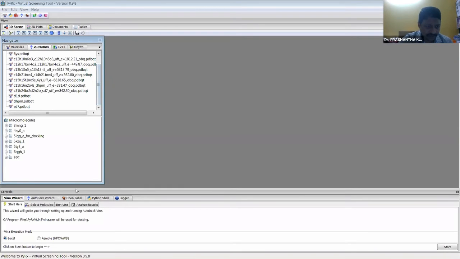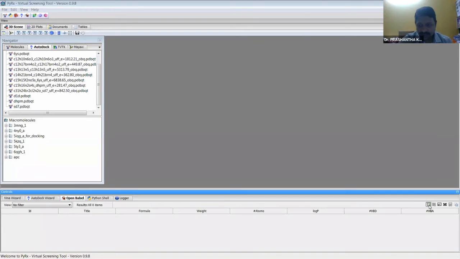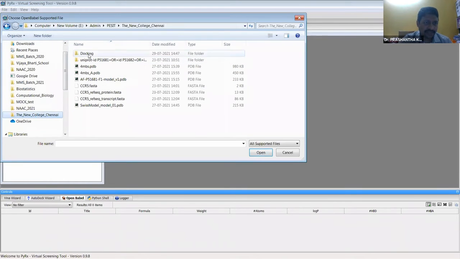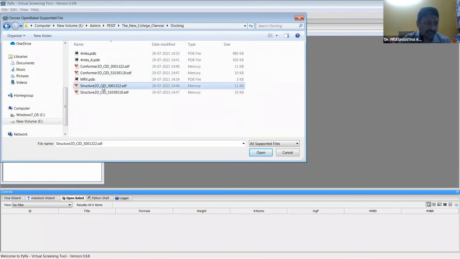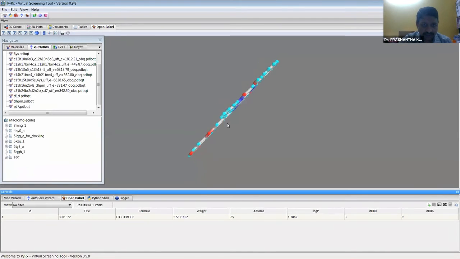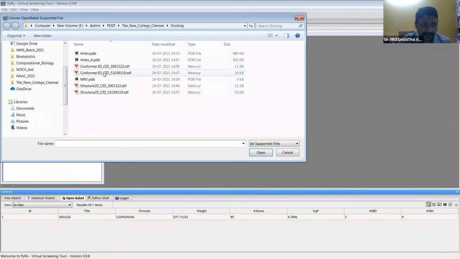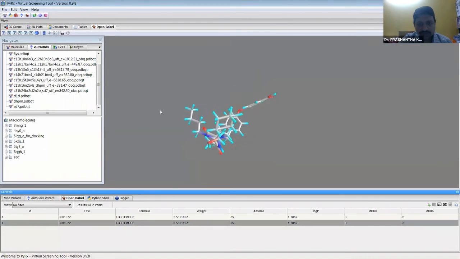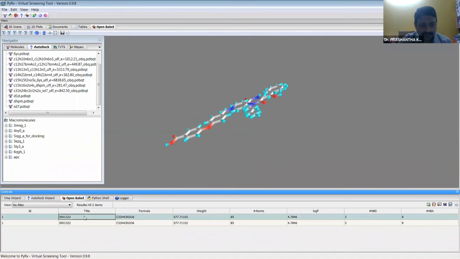Okay, so let's go to Open Babel, then select Insert, then go back to the folder where the docking is, and let's say we will take the 2D. Now if I select this 2D and open, we have the ligand. This is the 2D structure. If you want to see the difference between the 2D and 3D, now if I open the 3D, this is the 3D structure and this is the 2D structure.